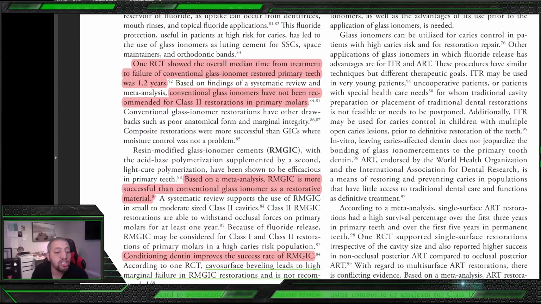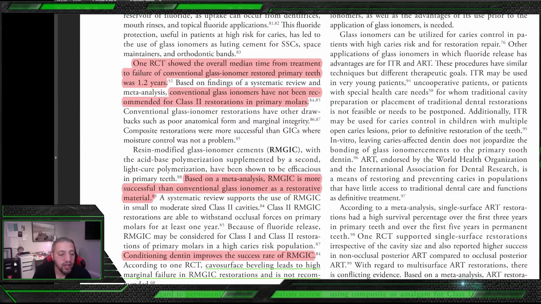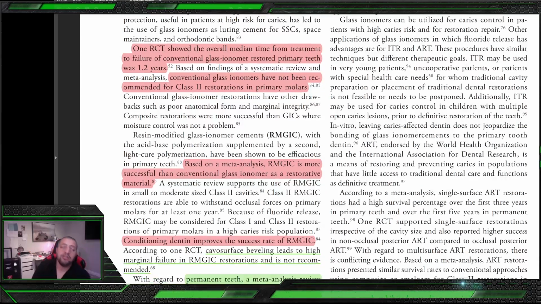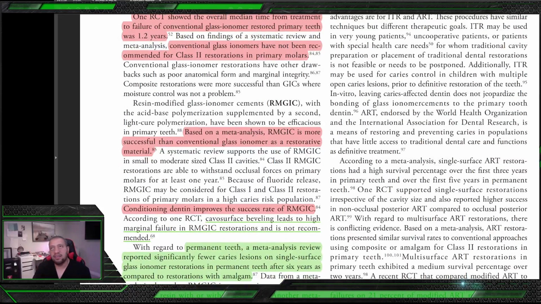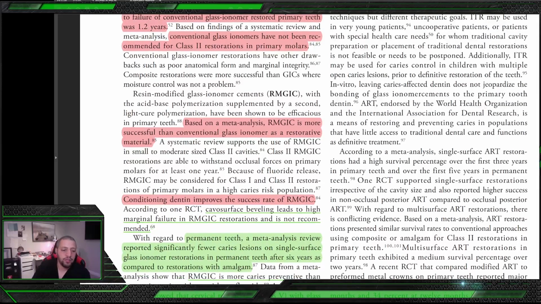But he said that conditioning dentin improves the success rate of resin modified glass ionomer, and cavosurface beveling leads to high marginal failure of resin modified glass ionomer and is not recommended. You know what some dentists try to do, they go to the enamel margin and do a bevel, thinking it will give good bonding between the resin modified glass ionomer and the enamel. This is correct for composite, but this is not correct for resin modified glass ionomer. As you can see here, the RCT, a randomized clinical trial, showed this increases the marginal failure rate, so this is not to be used.